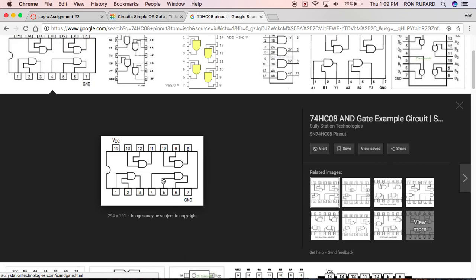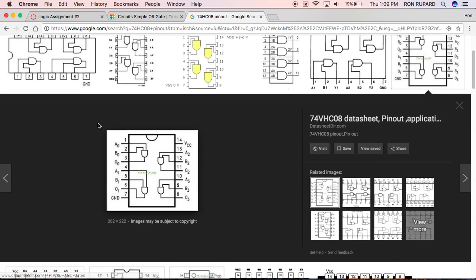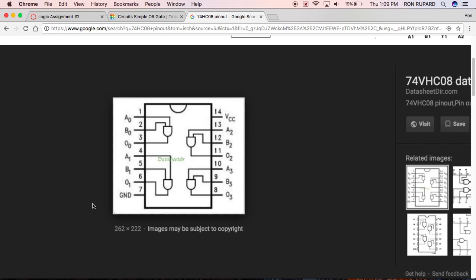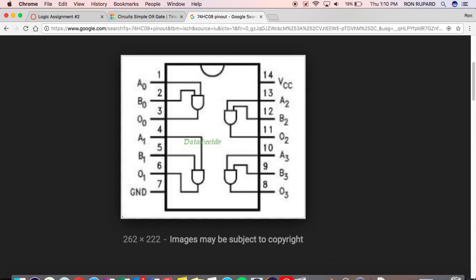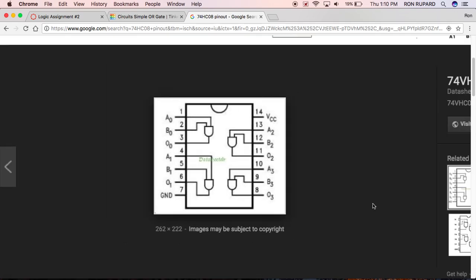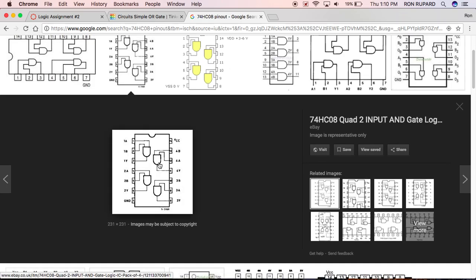You see the shapes. I'd really like it if it told me the inputs and outputs. So let's go to this one. That's a very, very nice gate right there. You can see pin 1 through 14 is labeled, and you can see A, B, Y. You know, these will all be a little different. As long as you get the gist, you're going to be fine. Let's use this one.